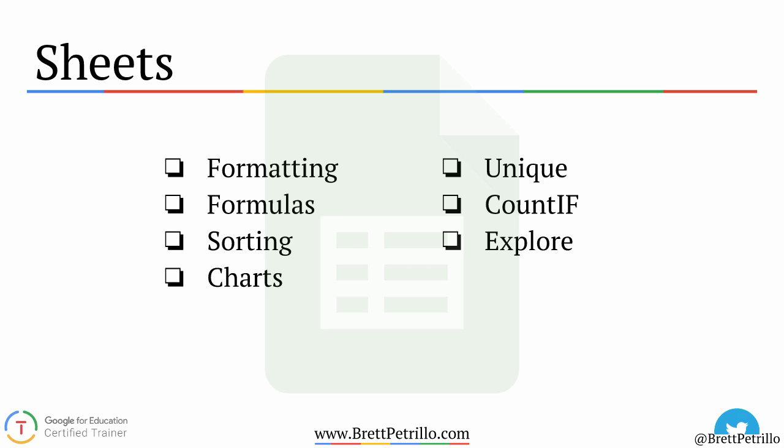The unique function we took a look at there and how we can find unique data given a certain set, and the count if function, which allows us to count how many of a certain criteria we have. And then again, just like in Docs, the Explore feature is in Google Sheets, which gives us a lot of automatic suggestions and allows us to insert charts right from Explore.